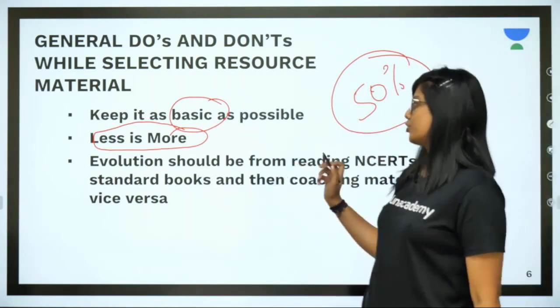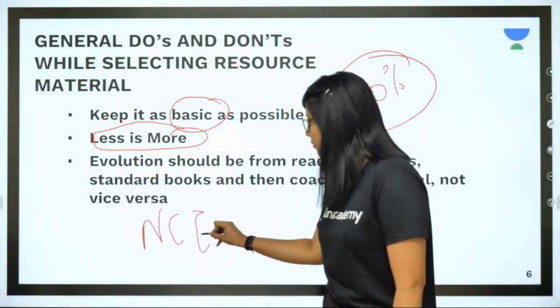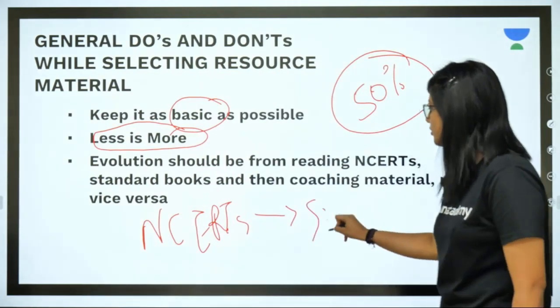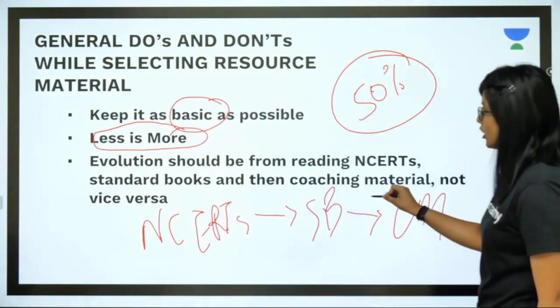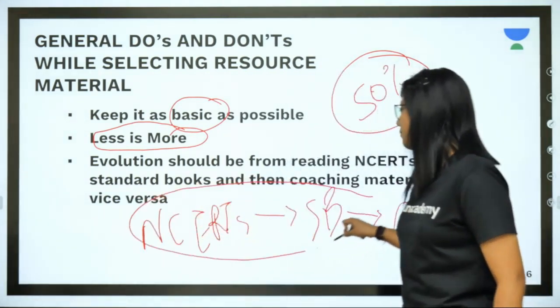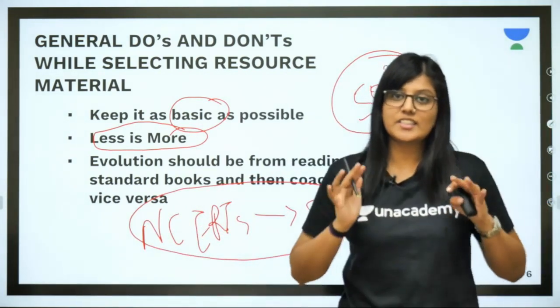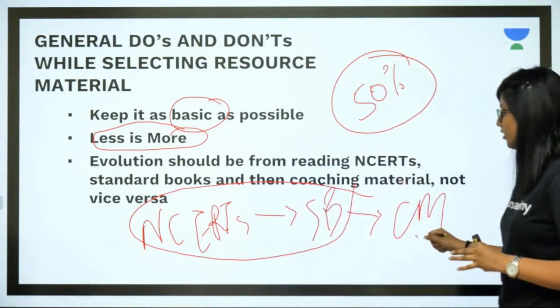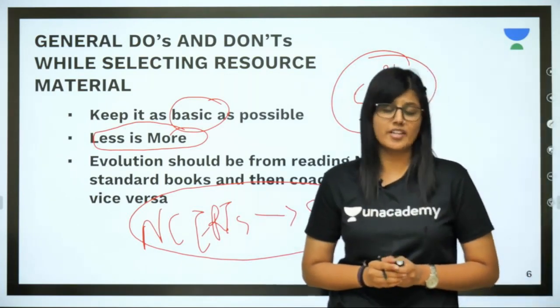And also evolution should be from reading NCERTs first, जो कि मतलब 11-12 साल के बच्चे पढ़ रहे हैं. Then it should be to read standard books and then coaching material if it can. तो ये जो दो चीज़ें हैं, ये आपका primary source है. Primary मतलब these are the things that you need to pick up first, and then you need to move on to the coaching material. Keep this in mind, guys, very, very important.